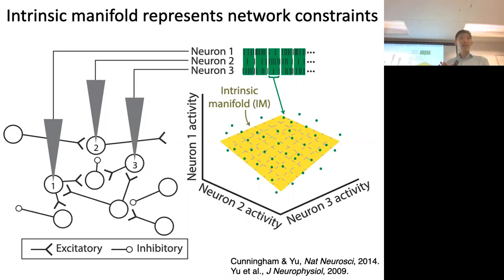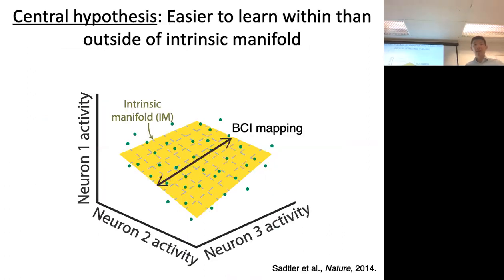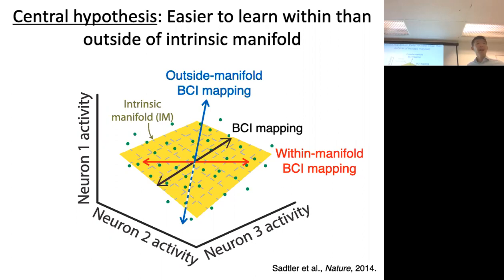So the hypothesis goes as follows: if we start with a mapping like so, this is a mapping that the animal can use really well, like what you saw in the video. Now, if we switch this BCI mapping so that the new mapping remains within the intrinsic manifold, this new mapping would be easier to learn. However, if the new mapping is outside of the intrinsic manifold, this new mapping would be more difficult to learn.